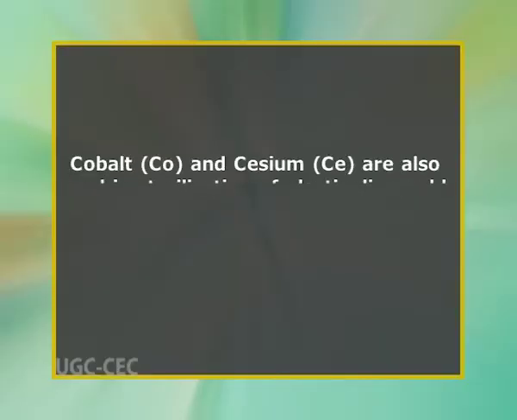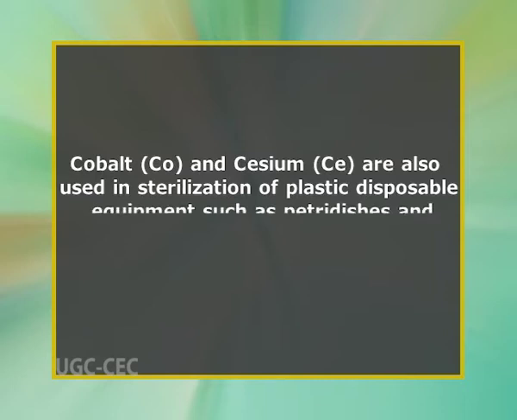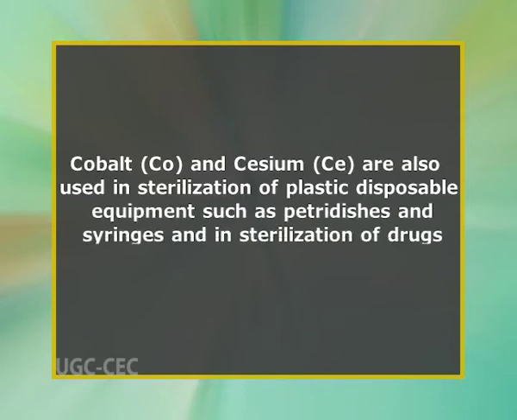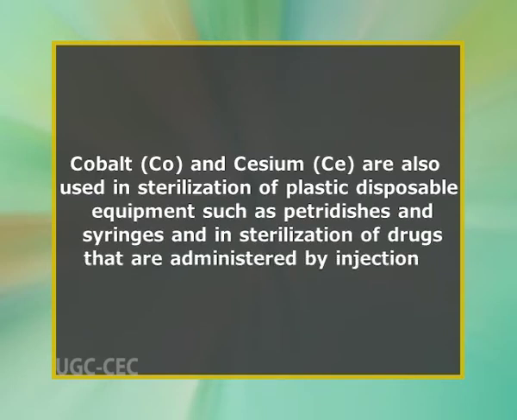Thus, doses often have to be reduced to an extent where sterilization is not complete, but nevertheless food spoilage can be greatly reduced. Cobalt and cesium are also used in sterilization of plastic disposable equipment such as petri dishes and syringes, and in sterilization of drugs that are administered by injection.